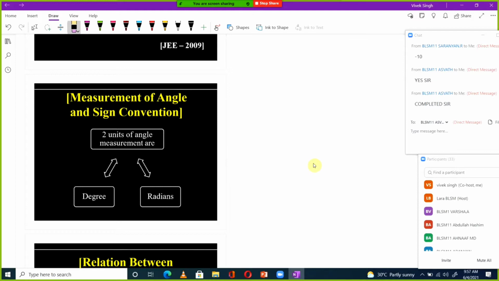Like if you want to measure your weight, then you will measure in kilogram. If you want to measure something very small, then you have to measure in gram. So the unit will differ. Clear? So same like that, one method to measure the angle is radian.